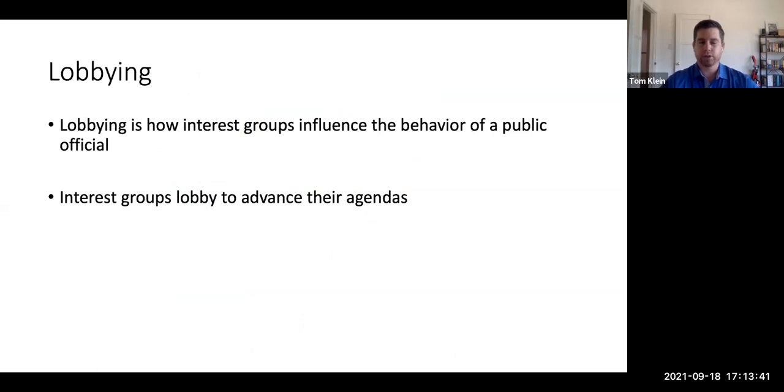So again, just to make sure we're on the same page here, interest groups lobby, right? That's the action they're doing. Lobbyists are trying to affect the behavior of a government official. That's what interest groups do.